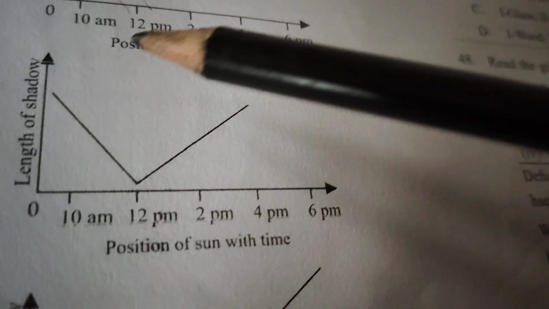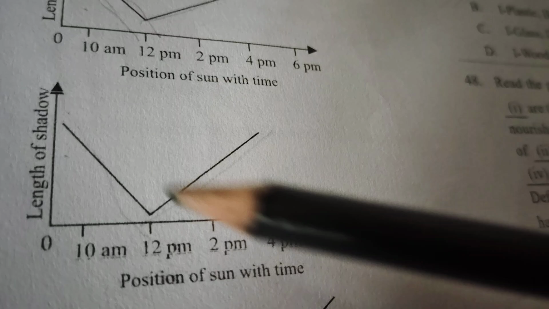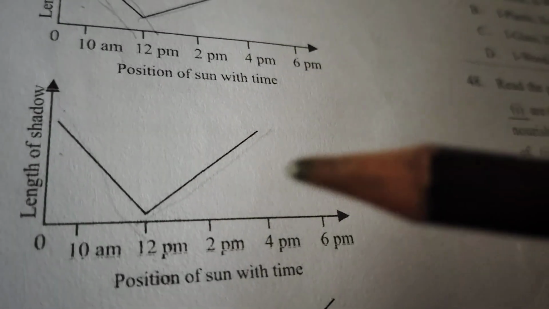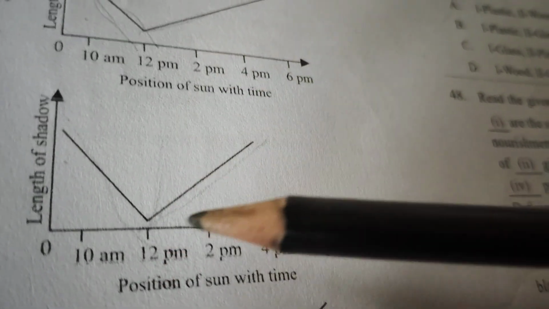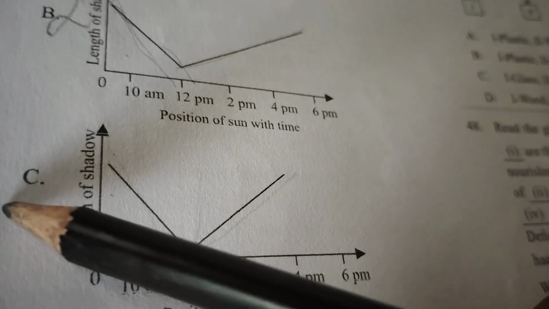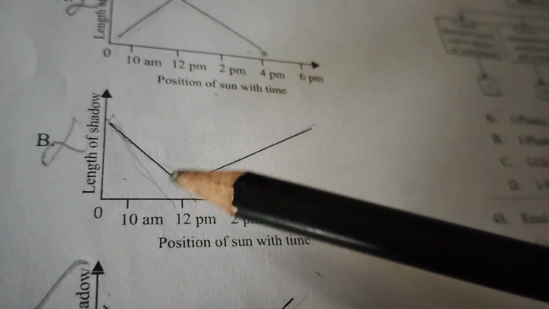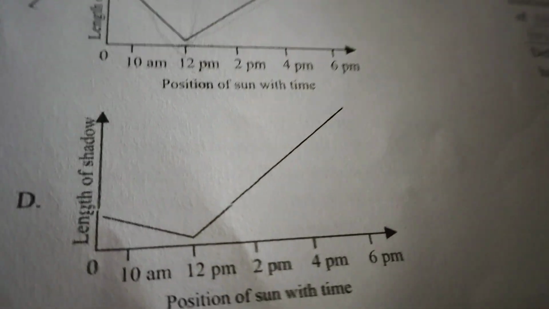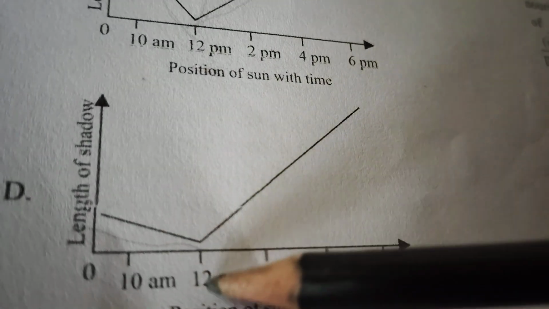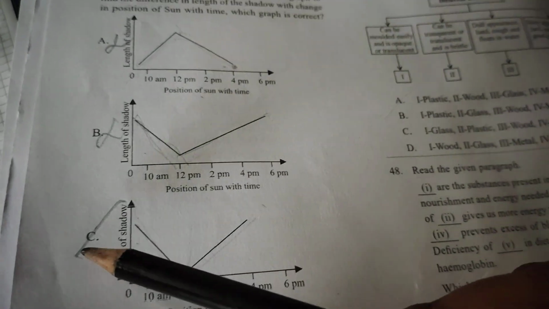In option C, the length of the shadow in the morning and in the evening will be of similar height because the sun will be far away, but in the afternoon no shadow will be formed because the sun is overhead. So this option is correct. The length of the shadow in the morning and the evening should be of the same size. Here it is not of the same size, and here it is also not of the same size. The length of the shadow in the evening and in the morning is different. So this is also wrong. So the correct answer is option C.